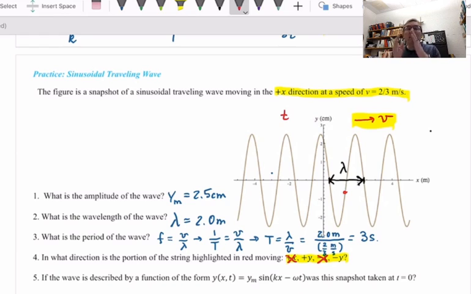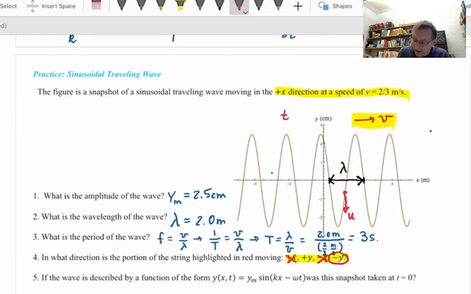And the piece of string immediately to the left of the highlighted piece is lower. So that tells me the highlighted piece is traveling down. Its transverse velocity, u, at the moment we took this picture, was down. Okay, so negative y is the answer. That takes a little getting used to, but hopefully you see what I mean. Let's go on to the next question, 5.